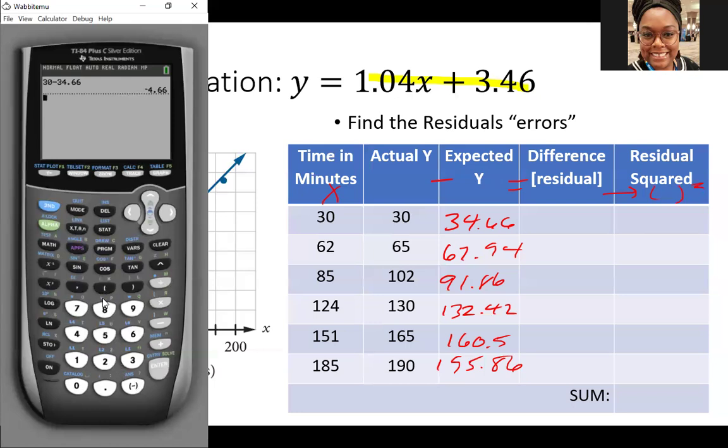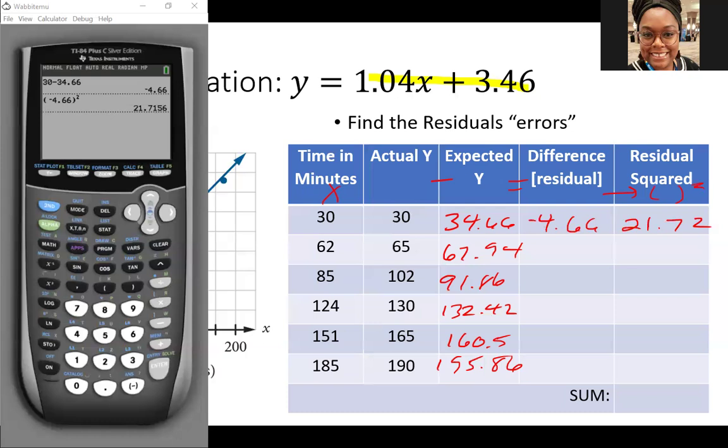To grab that answer, I'm going to put parentheses, arrow up, enter, and then I'm going to square it. And that's what goes in the next box. So these are my two boxes. For the residual, I got negative 4.66. And for its residual squared, I got 21.72. Is that okay if I write 72? Do you think you can do that?